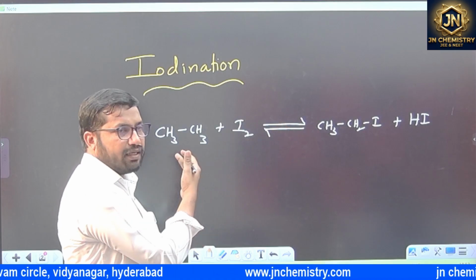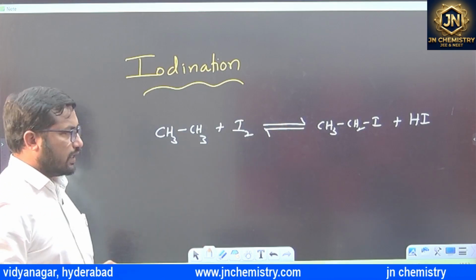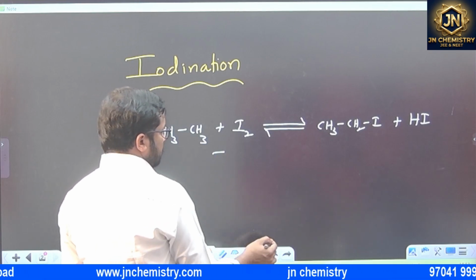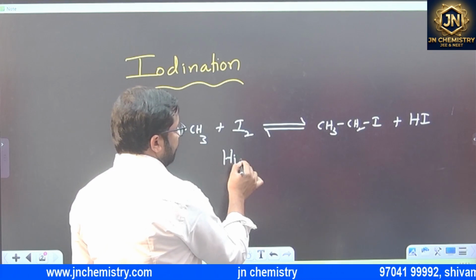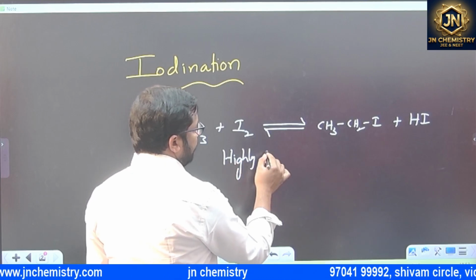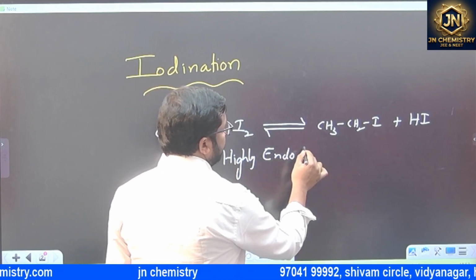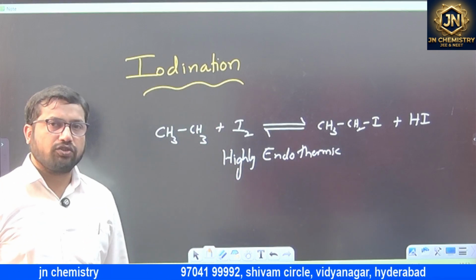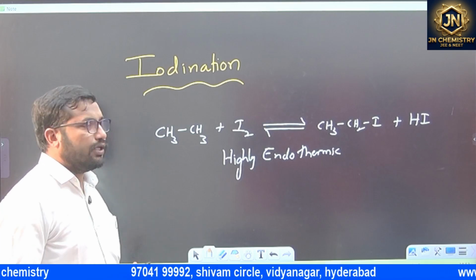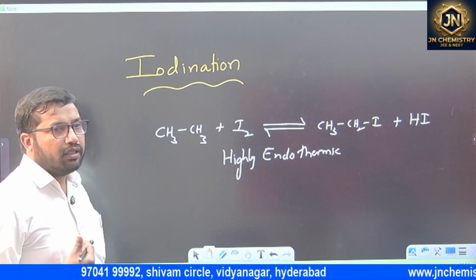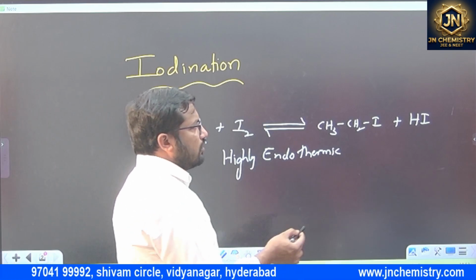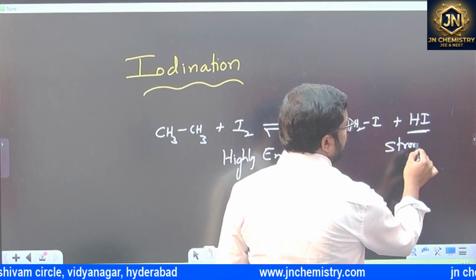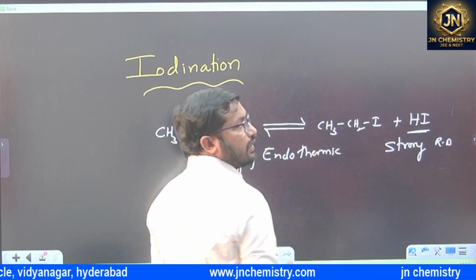Once again it comes back and we get the alkane. So write it down: it's a highly endothermic reaction. Generally exothermic reactions are more favorable. This is endothermic, meaning we need to give heat, and HI is a strong reducing agent, so the backward reaction takes place.